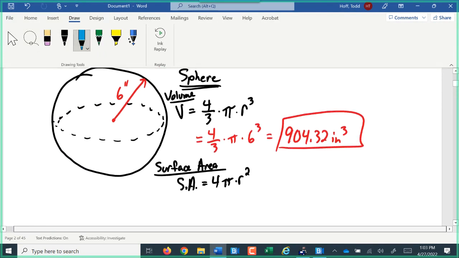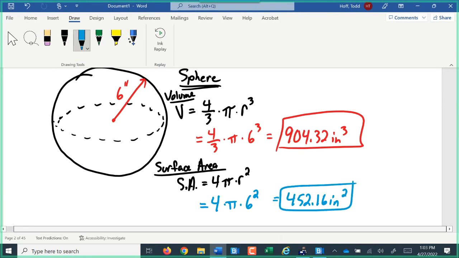In class, I want you to go over there. For surface area, it's 4 times pi times 6 squared. So 452.16.